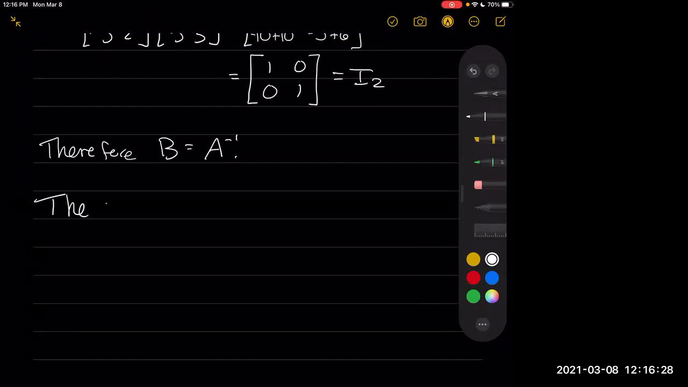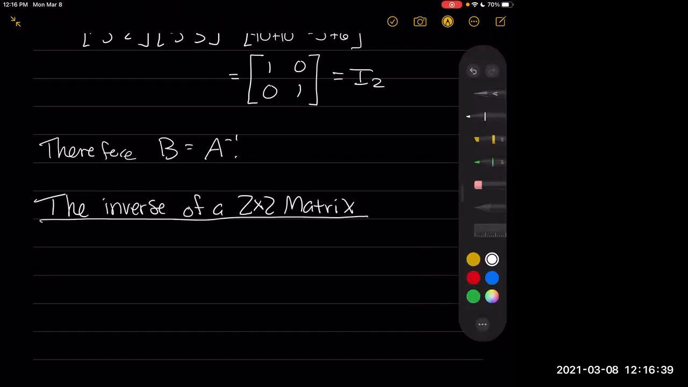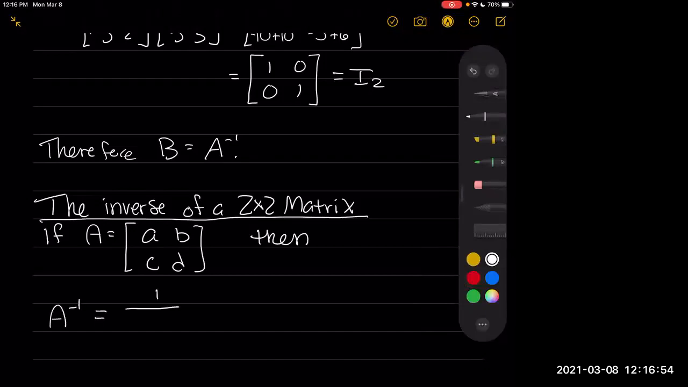So, the inverse of a 2 by 2 matrix. If A is [a, b; c, d], just these generic terms, then A inverse equals 1 over AD minus CB, times the matrix. So you're going to switch the terms on the diagonal.